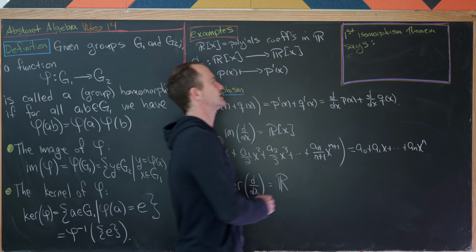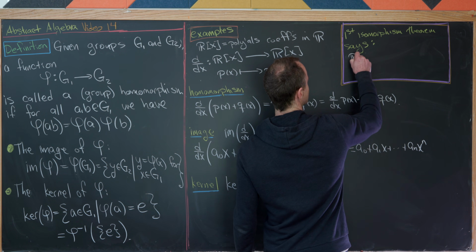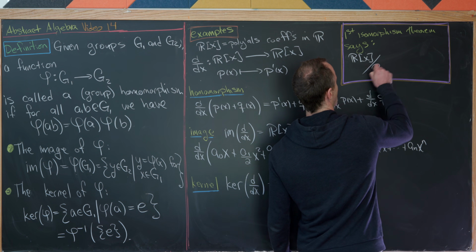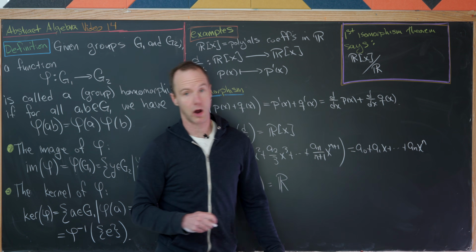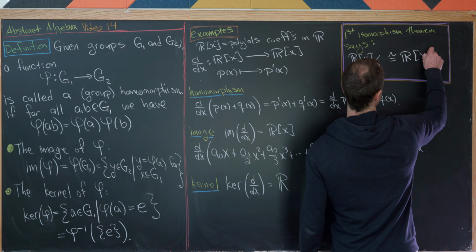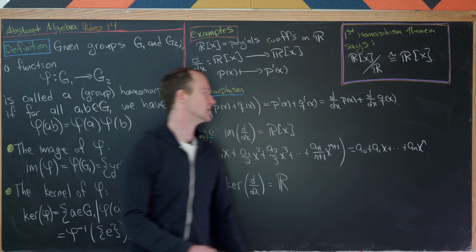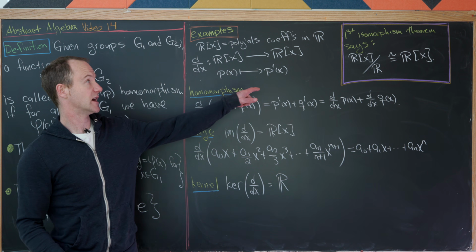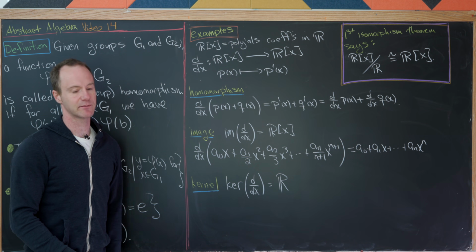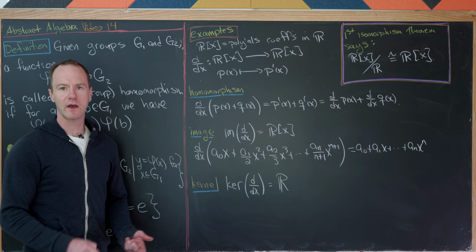Let's notice that in this case we get something pretty interesting: when we take R adjoin x and mod out by R, we just get something which is essentially a different copy of R adjoin x. So the isomorphism theorem is not super interesting in this case, but I think the example itself is interesting. Okay, let's look at one more.